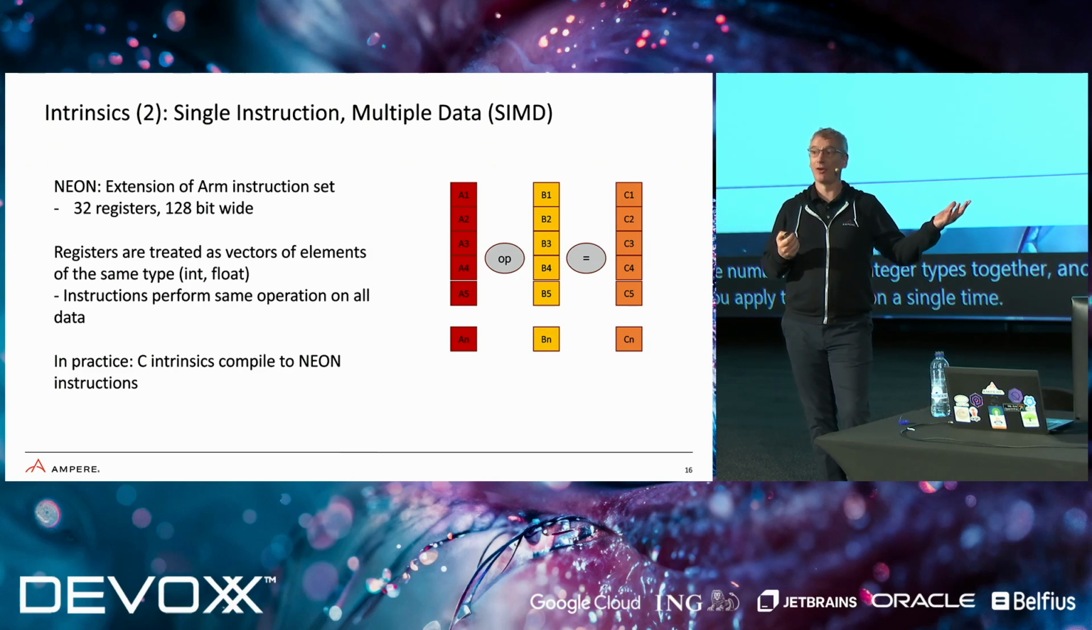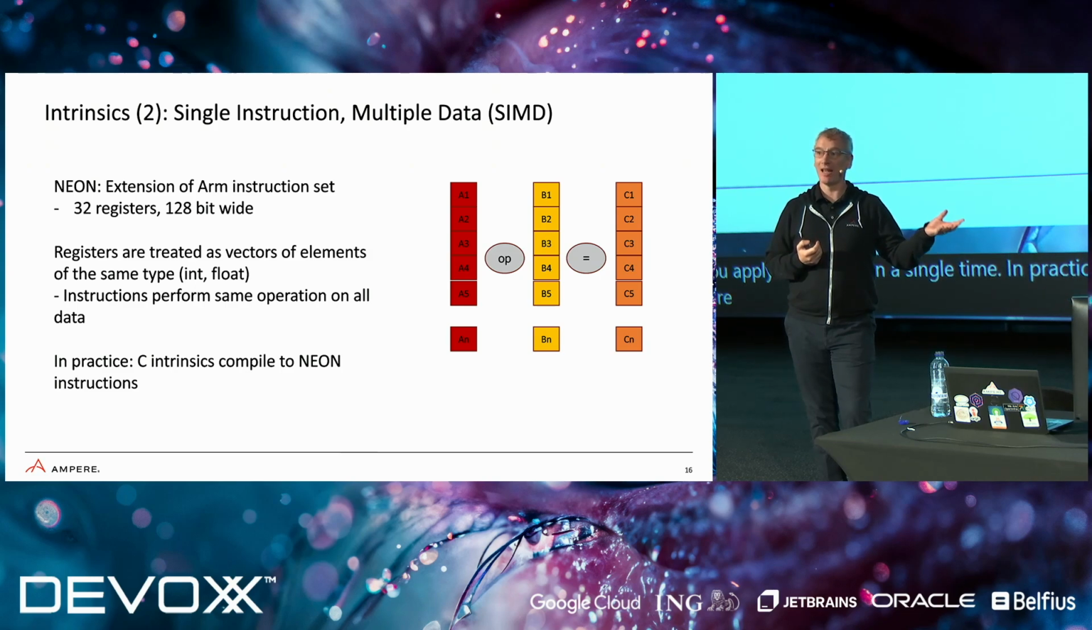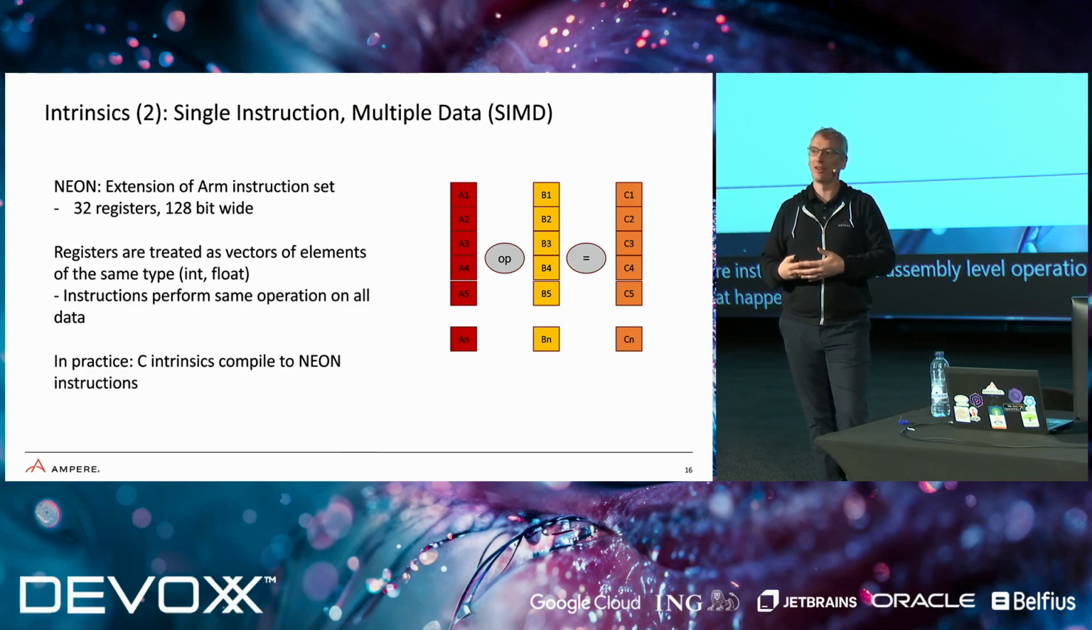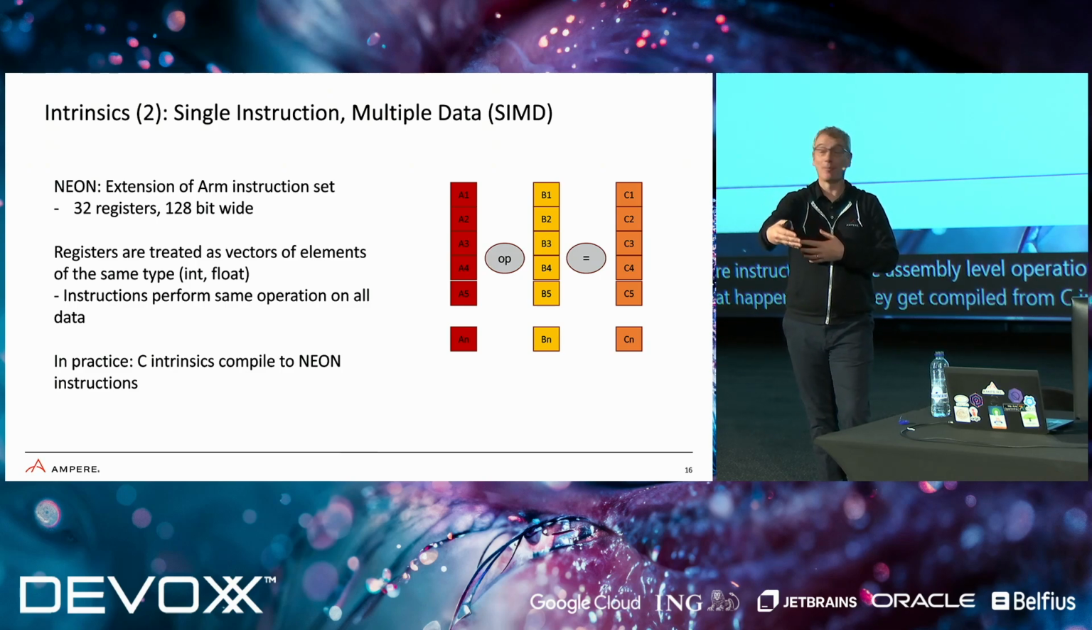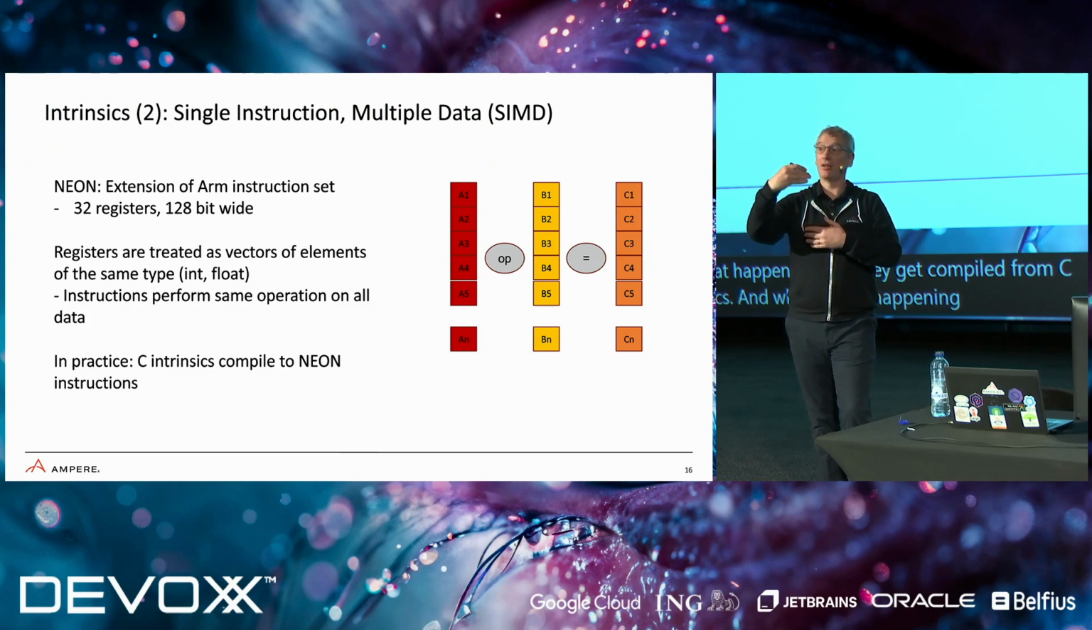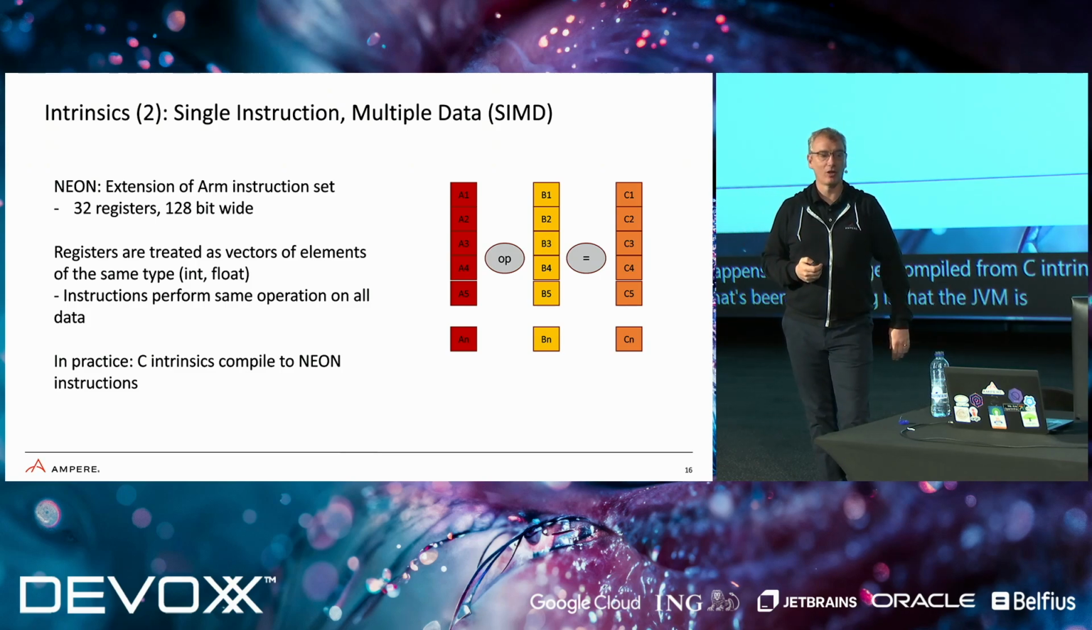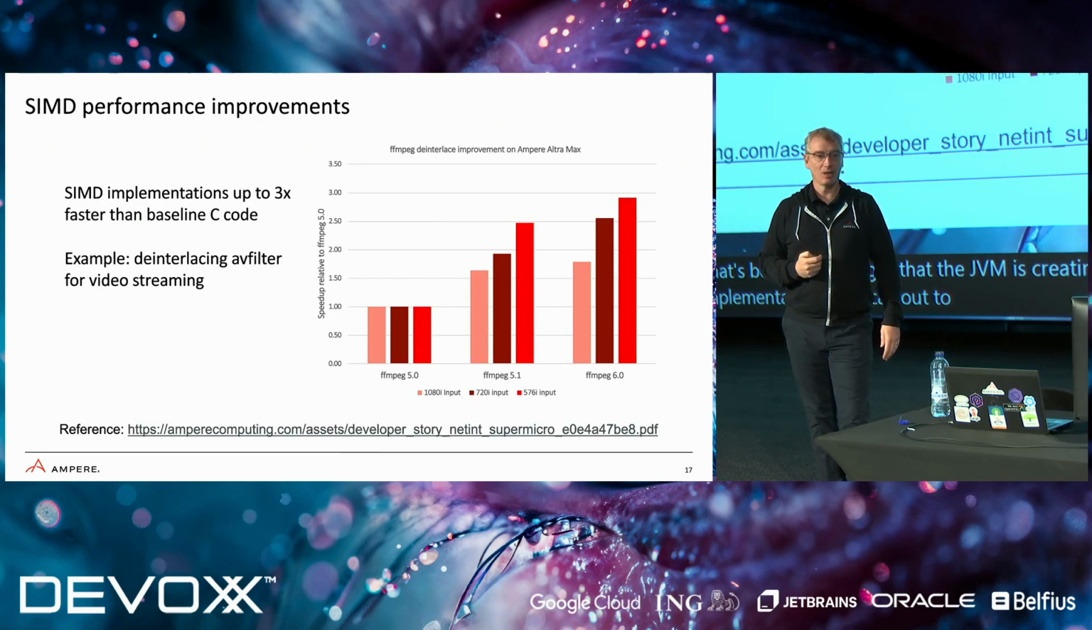In practice, these are instruction set, like assembly level operations, but what happens is that they get compiled from C intrinsics, and what's been happening is that the JVM is creating Java implementations that call out to those C intrinsics. And you can get significant performance improvements.